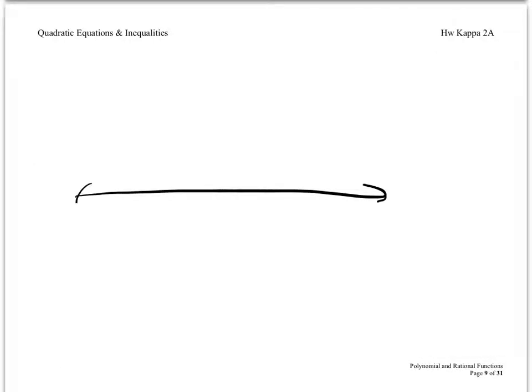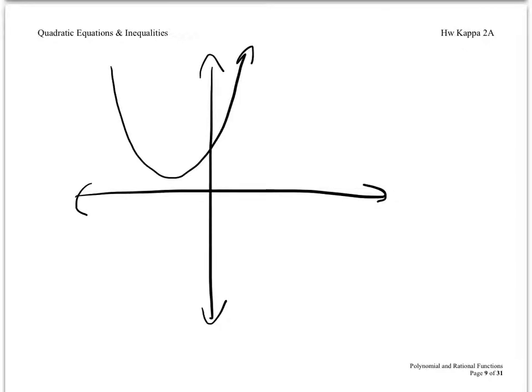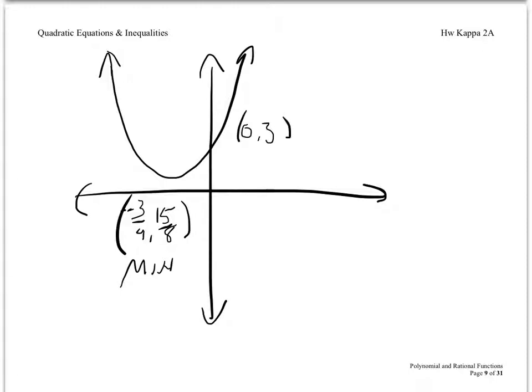Putting all this information together, our minimum is in quadrant 2. It opens up. There's no x-intercepts because it doesn't cross the x-axis. It has a y-intercept of 3. So there's your graph.